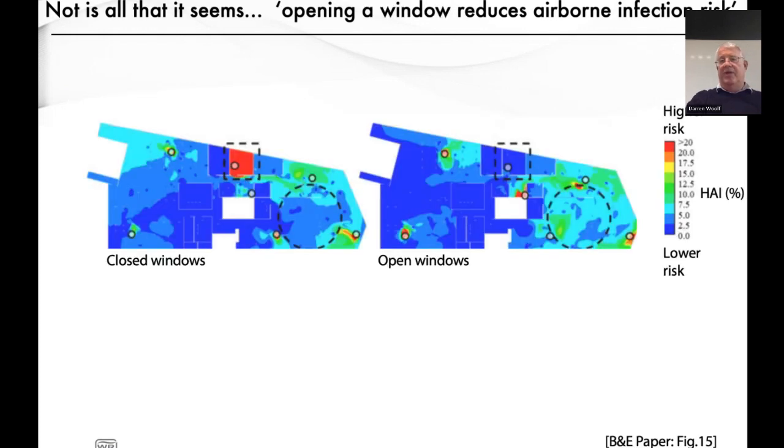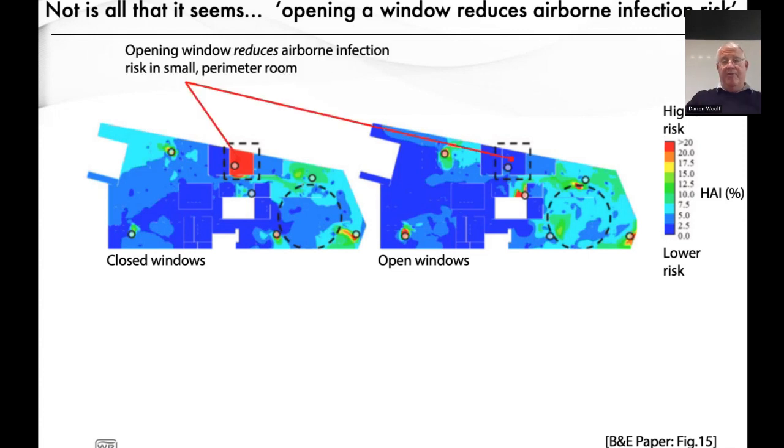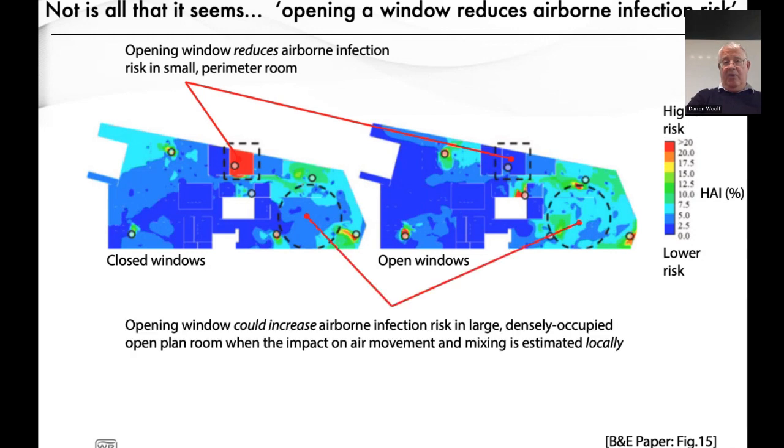Again, not all as it seems. You think opening the window reduces airborne infection risk. This is a CFD study, a slice, say, a metre above the floor of an open plan office. I'll talk about this metric a bit later, but it shows lower and higher risk of airborne infection. In a small perimeter office, if you open the window, that had a massive impact, reducing the risk of airborne infection. But in the open plan office, it actually increased the risk.